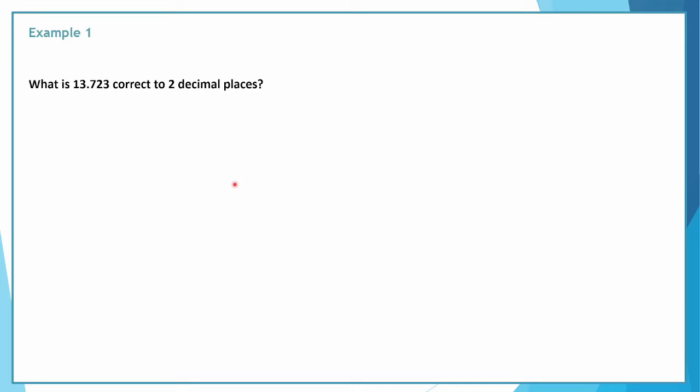Hi everyone, welcome to today's lesson. Today we're going to be looking at rounding numbers. We're going to be looking at rounding to decimal places and we're going to be rounding to significant figures as well. So let's start off with decimal places. You may get a question like this: what is 13.723 correct to two decimal places?